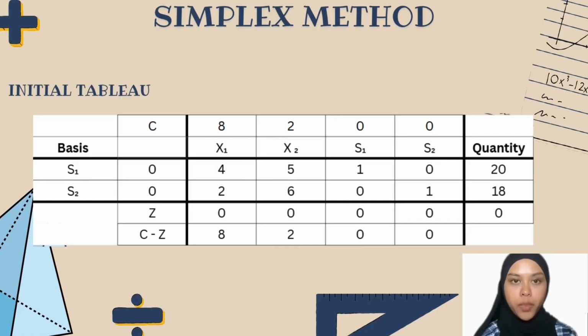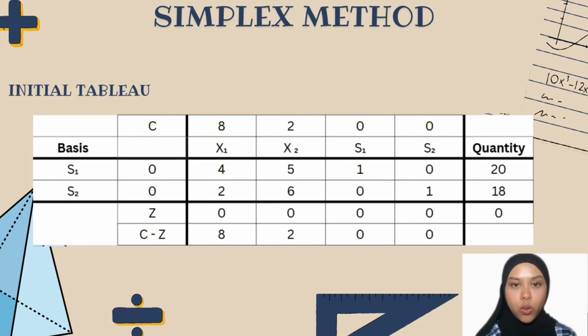From the standard form, we construct the initial simplex tableau. The C row is taken from the objective function, which is 8 for x1 and 2 for x2. The values in the x1 and x2 columns come directly from the coefficients of the constraints, 4 and 5 from the first constraint and 2 and 6 from the second constraint. For the slack variables, they form an identity matrix.